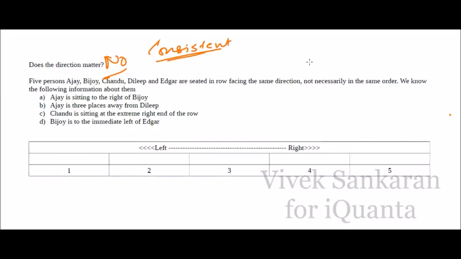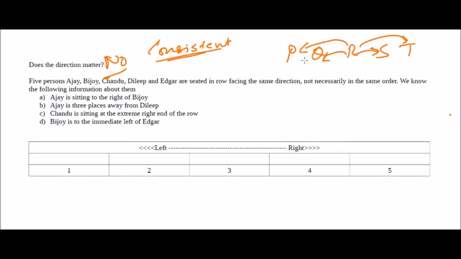What I mean by being consistent is that suppose you have 5 people, P, Q, R, S, T, like this. If you say P is to the left of R, Q also has to be to the left of R. If T is to the left of R, then S also has to be to the left of R. You cannot have T and S in two different positions from R, and P and Q in two different directions from R.